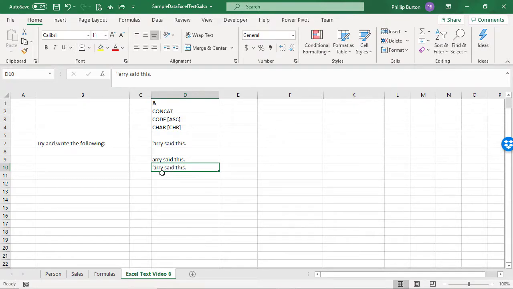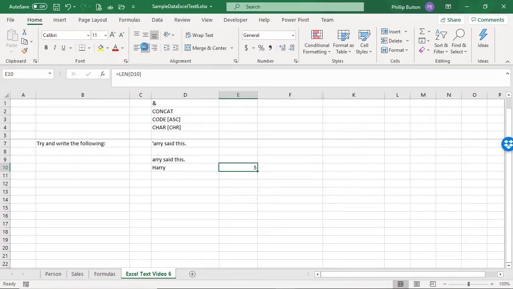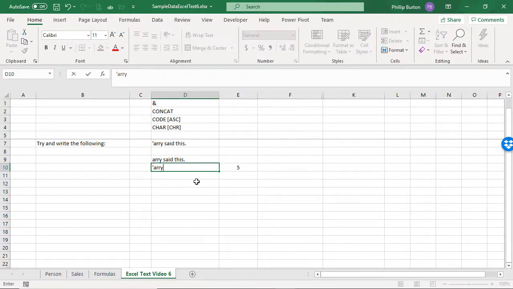Now a good question is, well, does it count the two apostrophes? So if I put in the word Harry and I use the LEN formula that we had a look at near the beginning of this series, you can see that there are 5 characters in the word Harry. Now what if I was to put 'Arry with a single apostrophe? It goes down to 4. Even though we have this apostrophe there, it is not counted as part of the cell's contents. And if I was to put 2 single apostrophes, then we get back up to 5. So 'Arry said this can be done with 2 single apostrophes.